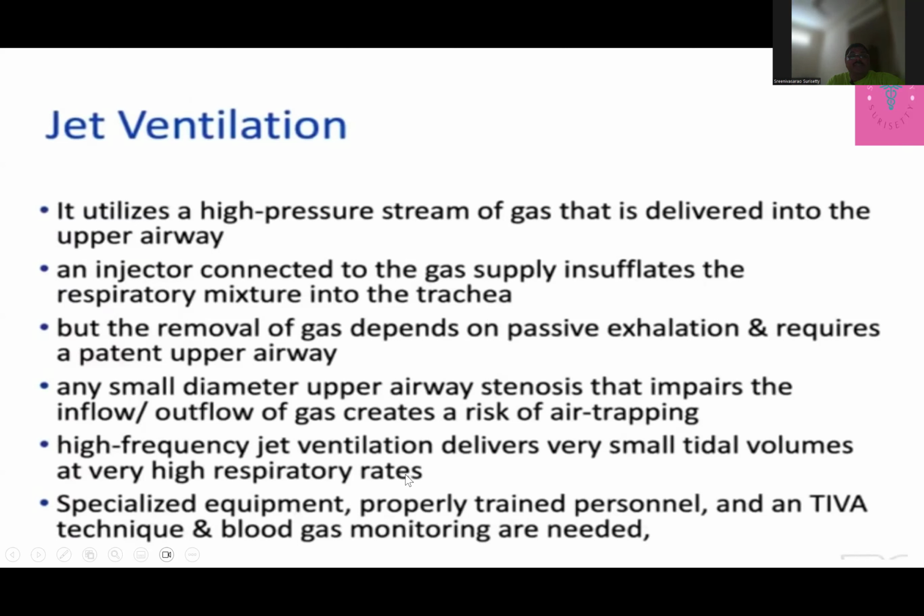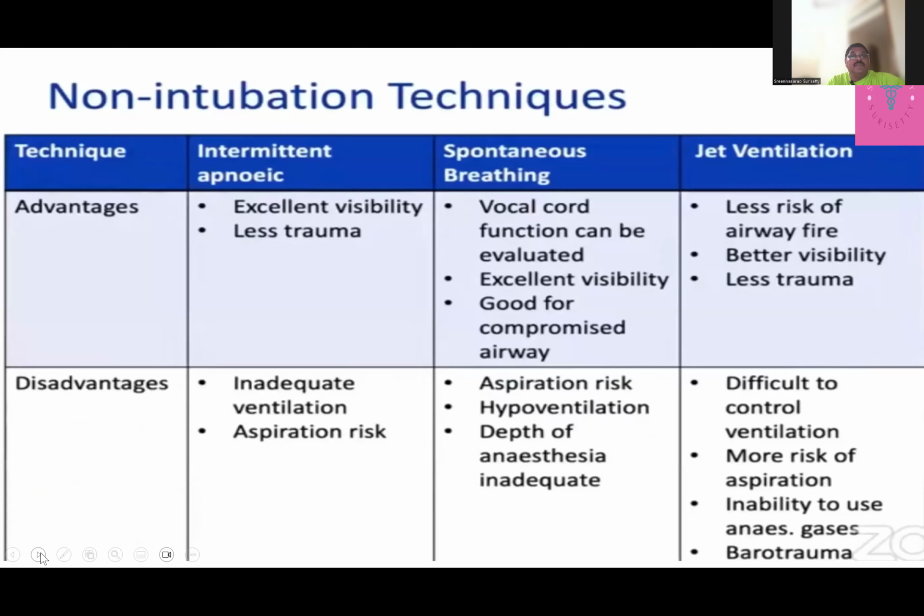High frequency jet ventilation delivers very small tidal volumes at very high respiratory rates. Specialized equipment is needed for jet ventilation, and a properly trained person is needed. A TIVA technique and blood gas monitoring are also needed for this jet ventilation technique. So these are all the three techniques of ventilation.